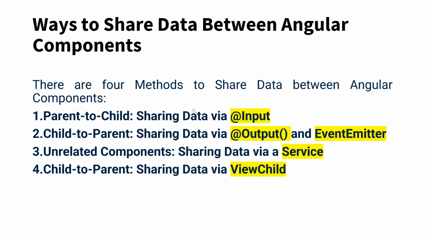The main point is to first recognize the relationship between the two components. Once you know the relationship and from where to where you need to transfer, you can use these methods to easily transfer the data. In this particular video we are only going to discuss the first method, parent to child sharing, which can be done with the @Input decorator. In further lectures I will explain all the other methods, so stay tuned with me.